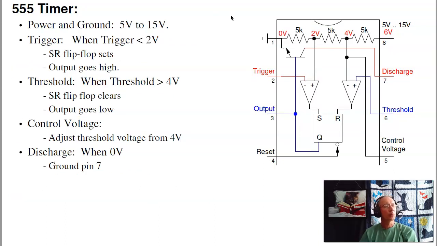So what I'd like to do is go through a couple examples of what you can do with a 555 timer. Now the input pins are basically got ground and power, of course. Discharge typically goes to a capacitor. That's when I want to discharge a capacitor. Trigger, this will set the output when trigger is less than 2 volts. Threshold, this will clear the output when threshold is more than 4 volts. The control voltage lets me change the threshold voltage if I want. And the output, of course, is the output.